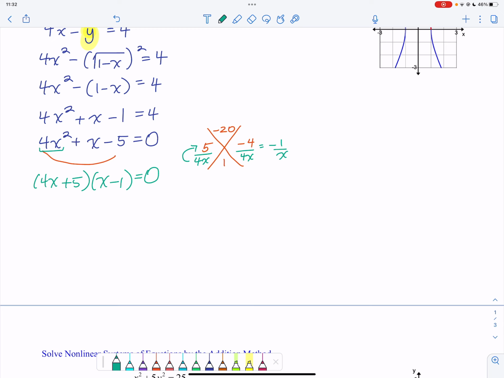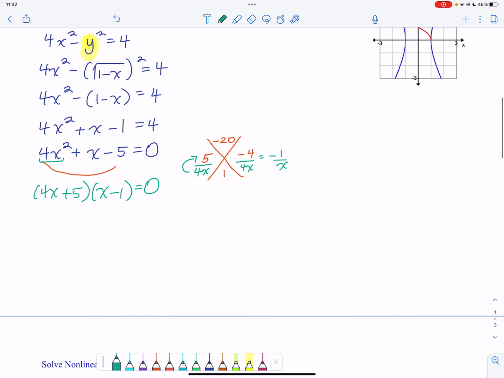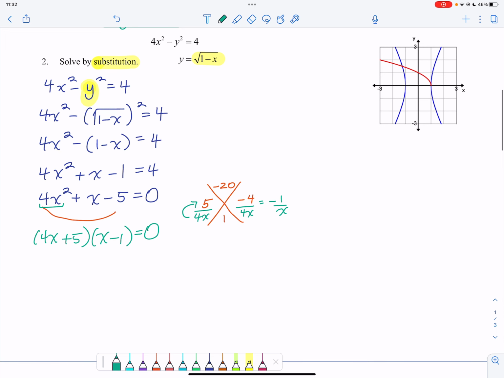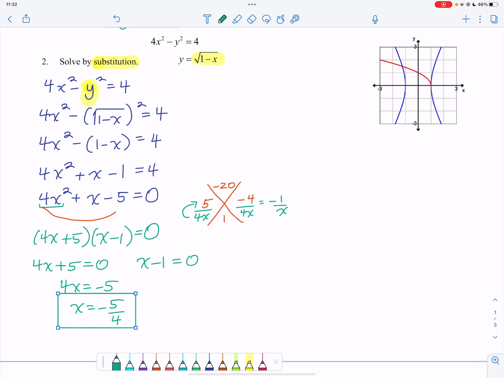So let's go ahead and begin to plug these values in. We need to solve this. So here either 4x plus 5 is equal to 0, or x minus 1 is equal to 0. So x is equal to negative 5/4, or x is equal to 1.